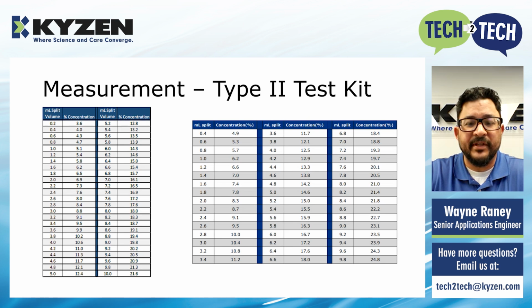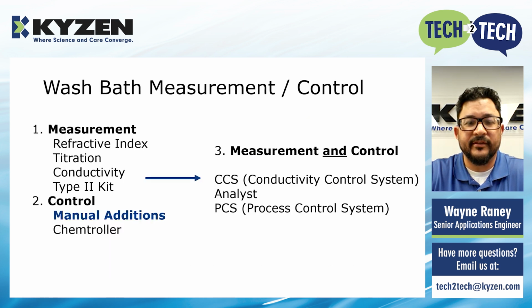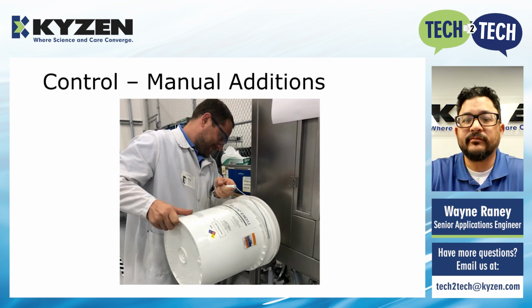The next thing we're going to be jumping to are the control methods. When I say control, we're talking about ways to change the concentration, but without the ability to measure the concentration. The different types of control methods are manual and semi-automatic. The semi-automatic way is by way of a Chemtroller. First is the manual method.